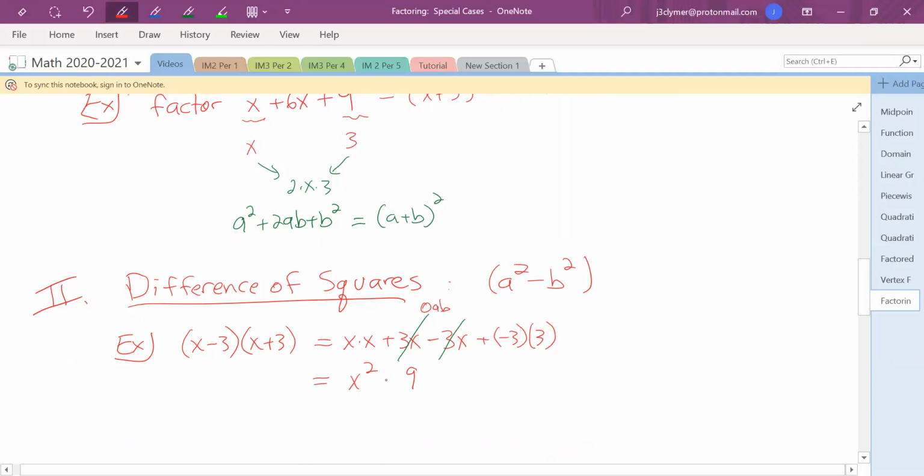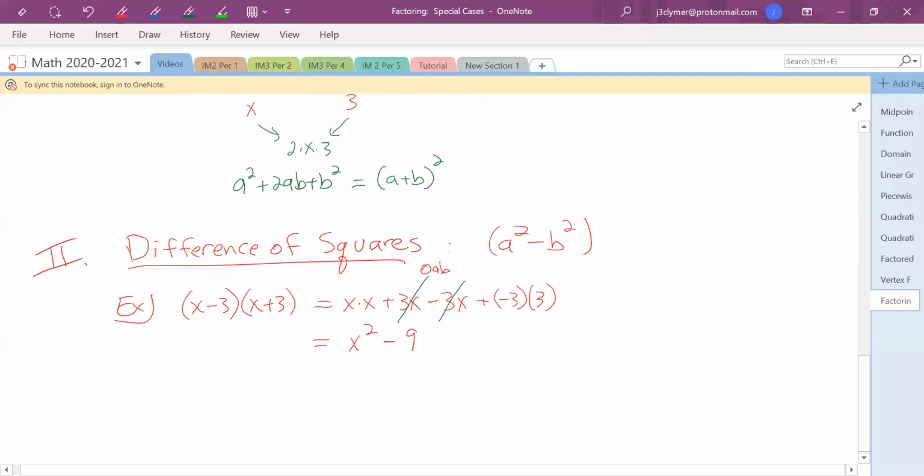Let's change that to minus 9. The final term there is going to be negative 3 times positive 3. So you're going to have a negative b at the end. So you can see that the difference of squares we have here, because this is a square and this is a square, and because there's a minus in between, we call it a difference of squares.